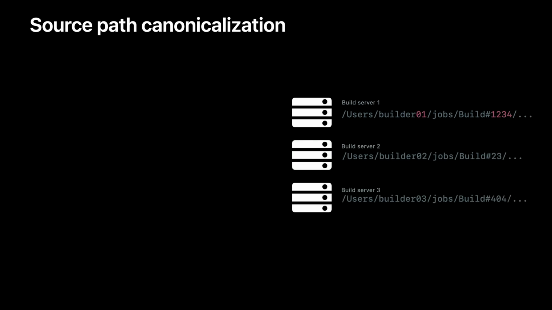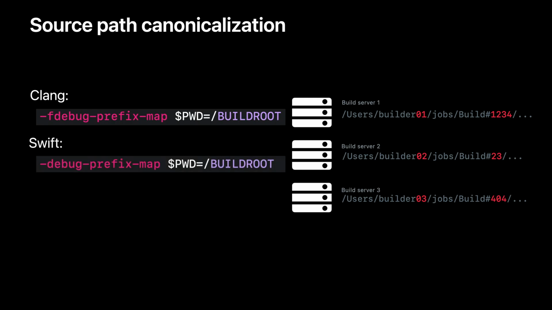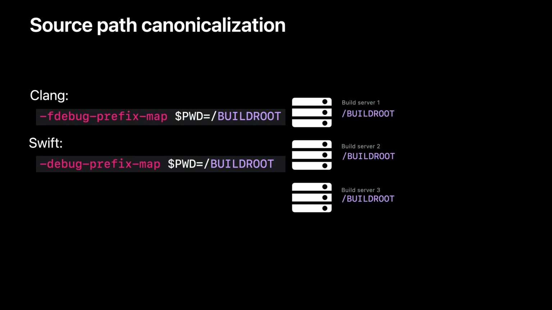When source code is compiled on a build server farm, the remote paths to the source files could be different from machine to machine. To avoid having to define one remap prefix per machine, we can instruct the compiler to canonicalize source paths before putting them into the debug info. This is done using the debug prefix map option. This way, this machine-specific path prefix can be replaced by a unique canonical placeholder name that can then be remapped to the local path in LLDB.